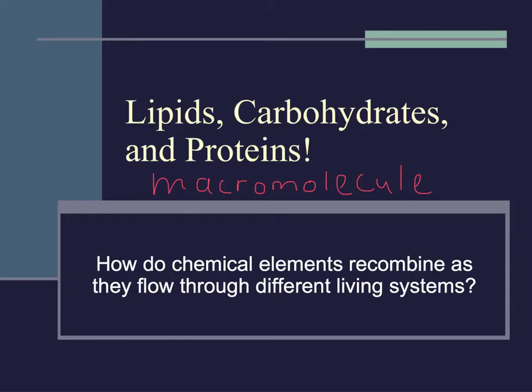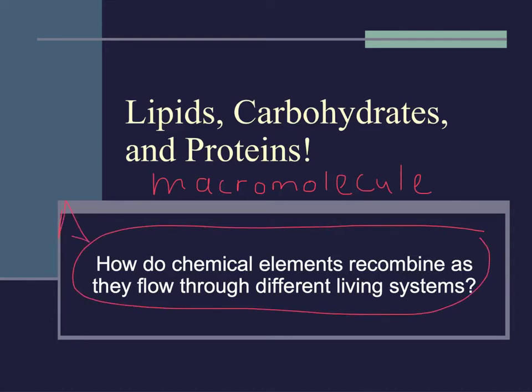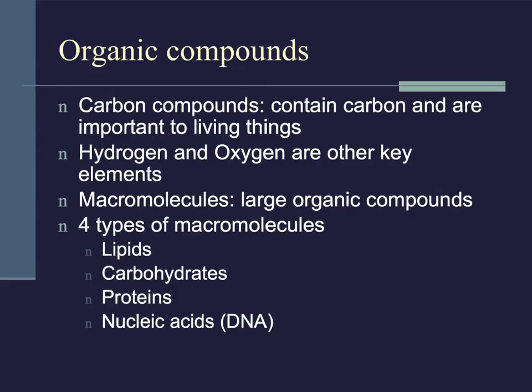The main question that we want to understand with this unit is how do chemical elements recombine as they flow through different living systems? You can guarantee this will be an essay question on your test because this is the overarching idea. To reference your book, you're going to want to go to Chapter 2.